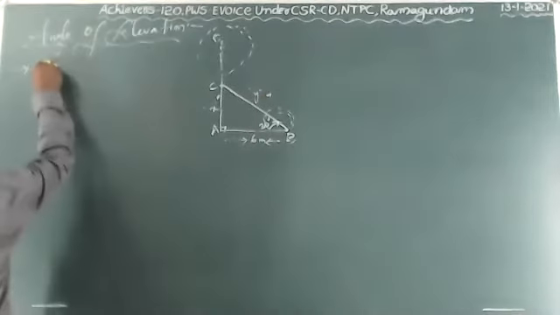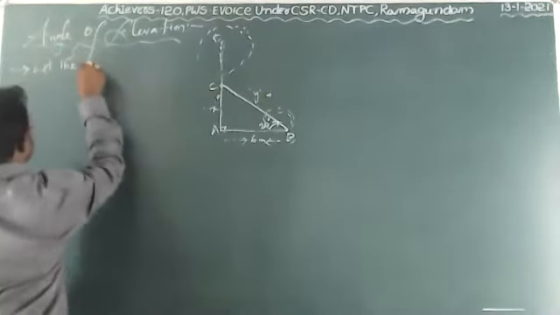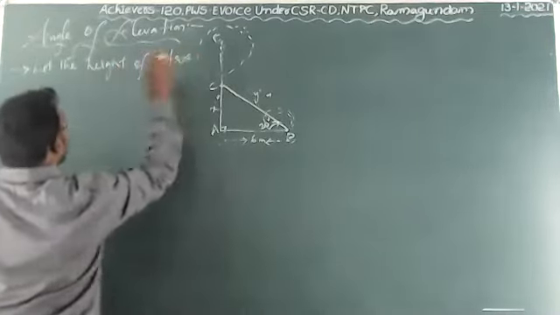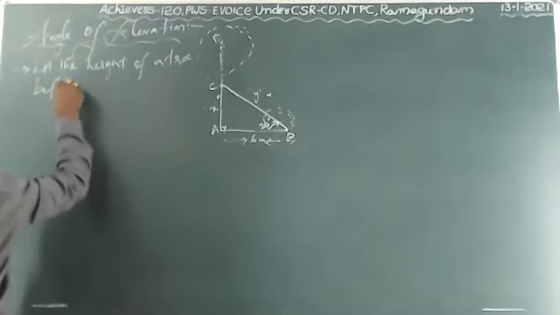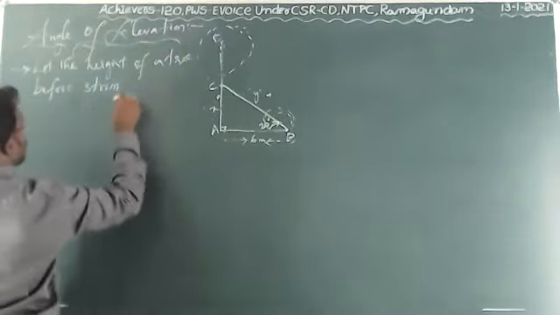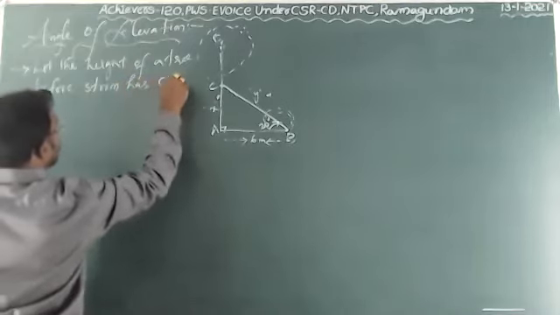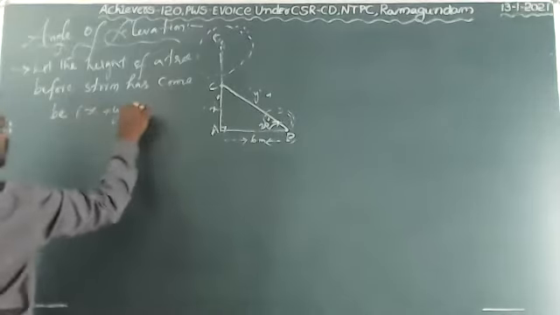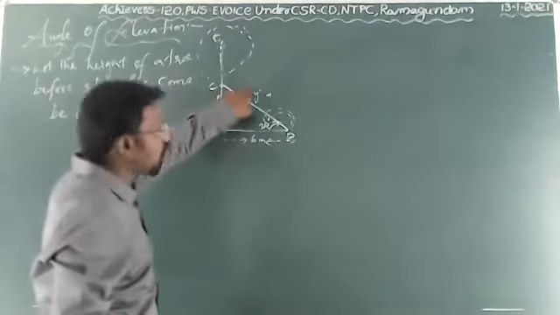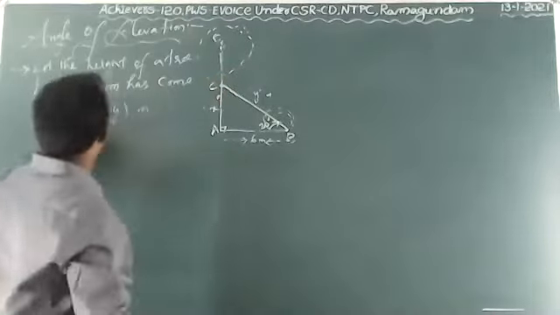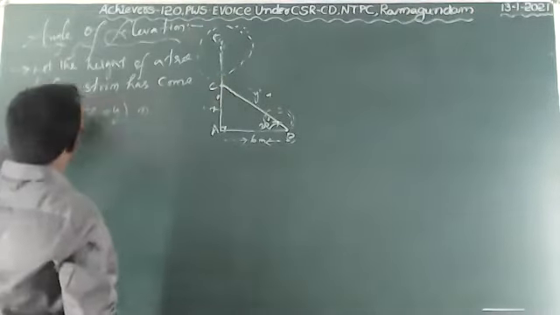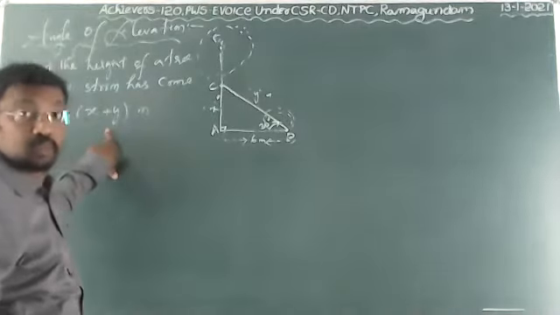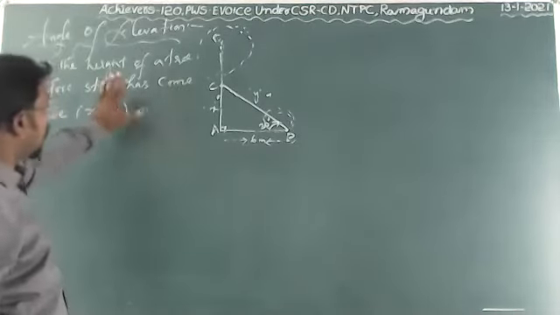Let the height of the tree before the storm has come be x plus y meters. Yes or no? This one we have to add, this one we have to add. Let the height of the tree before the storm has come be x plus y meters. This is most important.